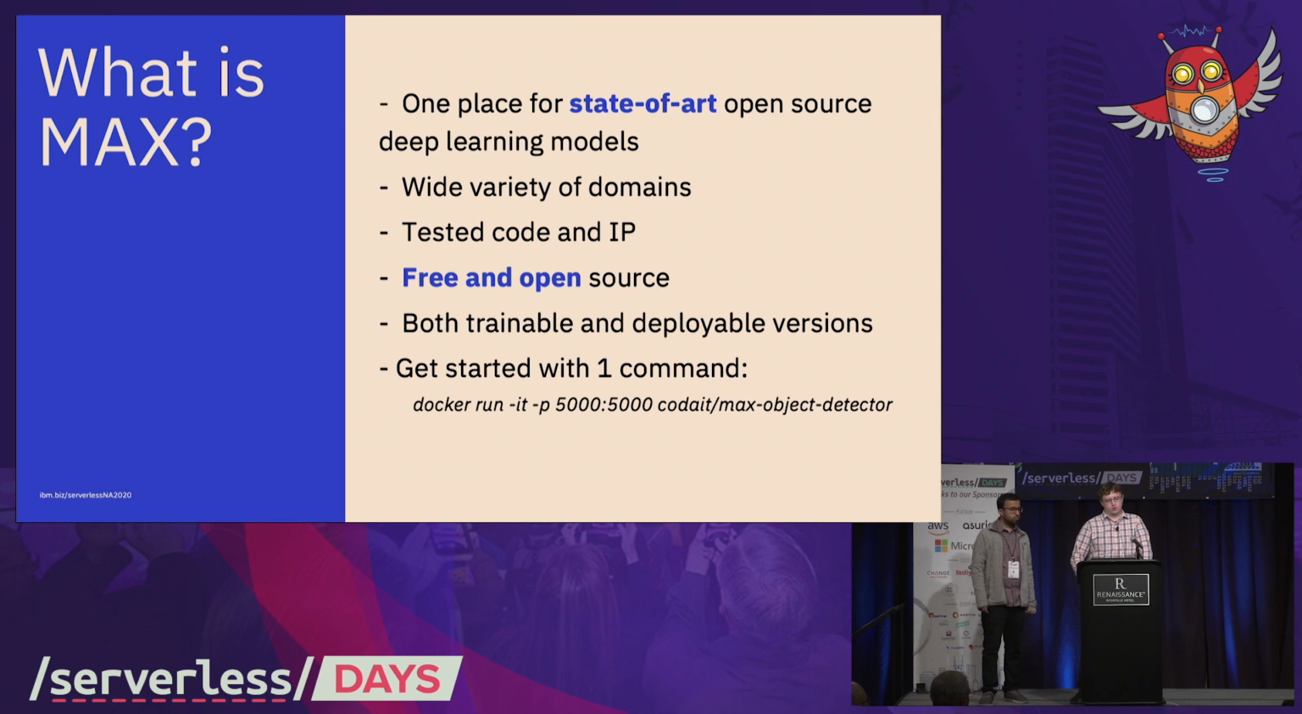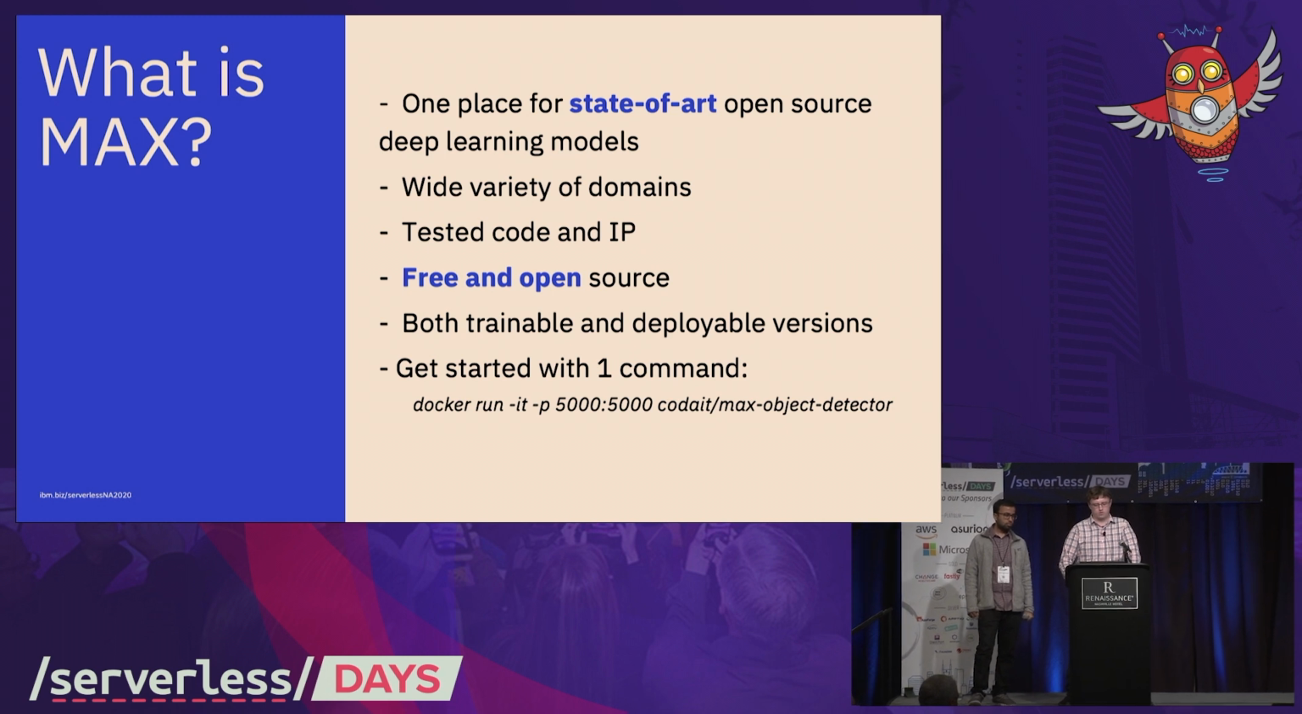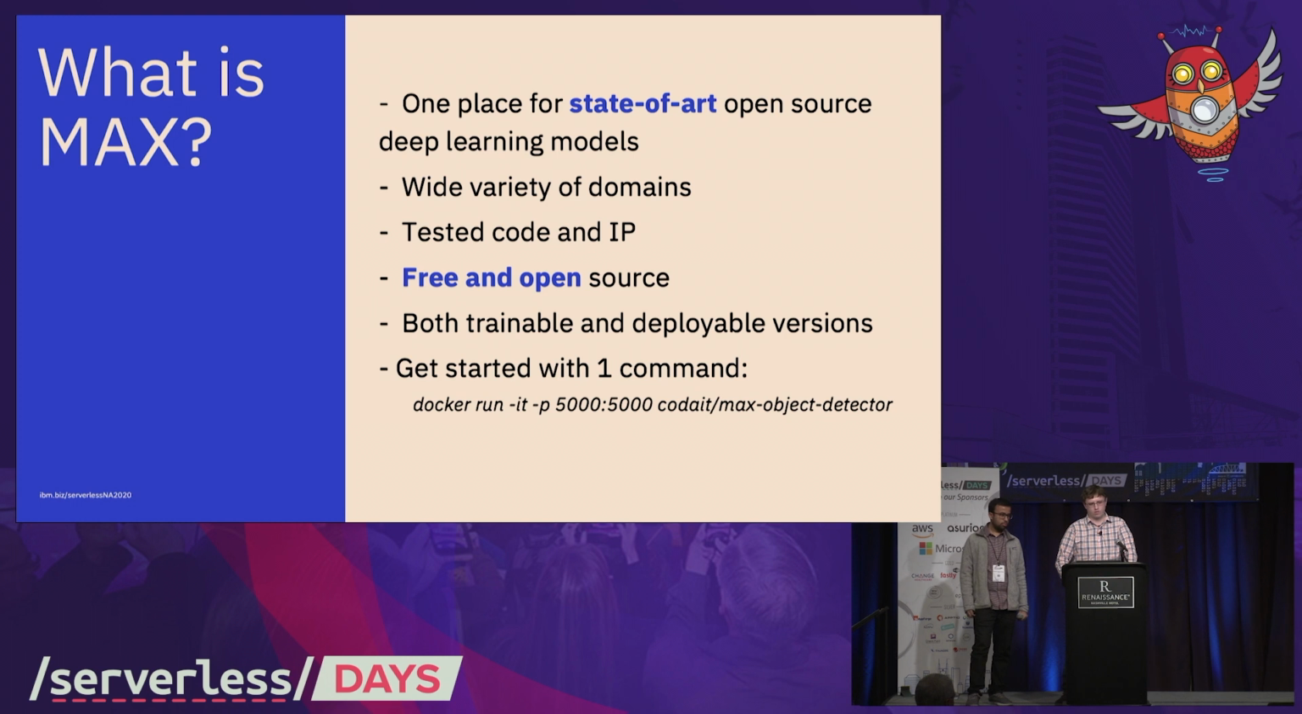MAX is a completely open source repository of state-of-the-art deep learning models, and we vetted them all to make sure that they can be run in an enterprise. All the code in it is enterprise friendly. The weights are enterprise friendly. You can use this in production. All these models are wrapped neatly inside containers with a consistent REST API. You can run these locally. You can run these on IBM Cloud, on any cloud, anywhere that you can run containers. You can run these models.